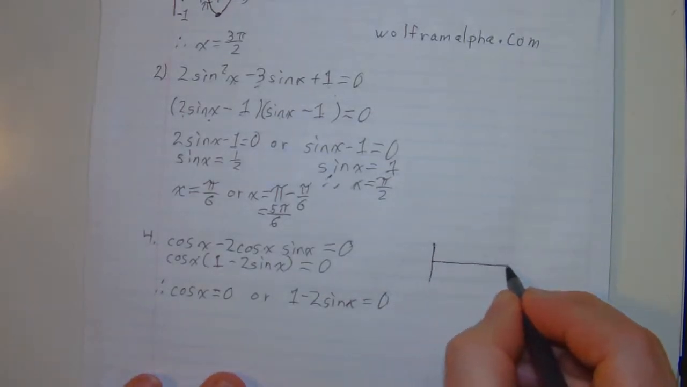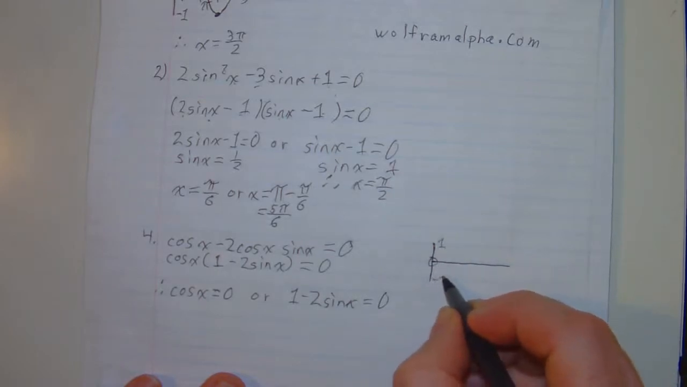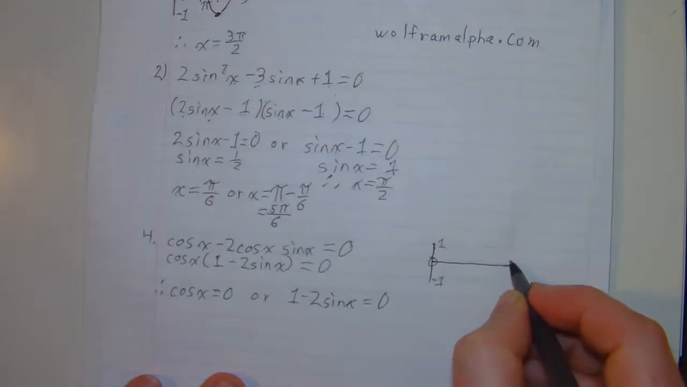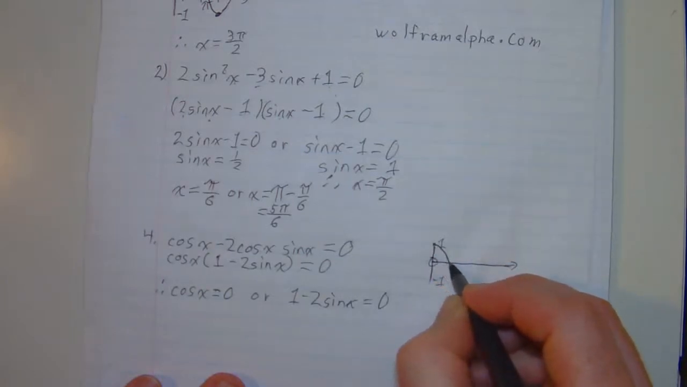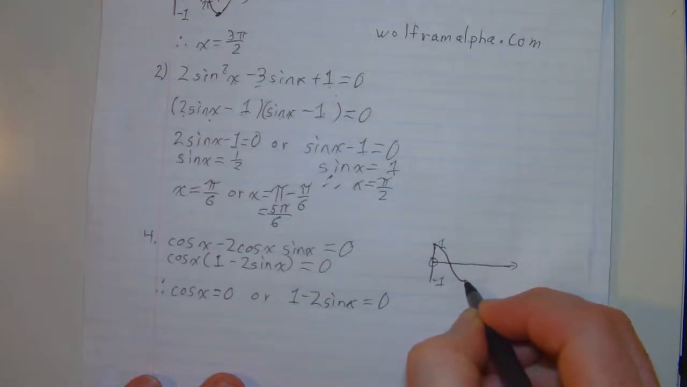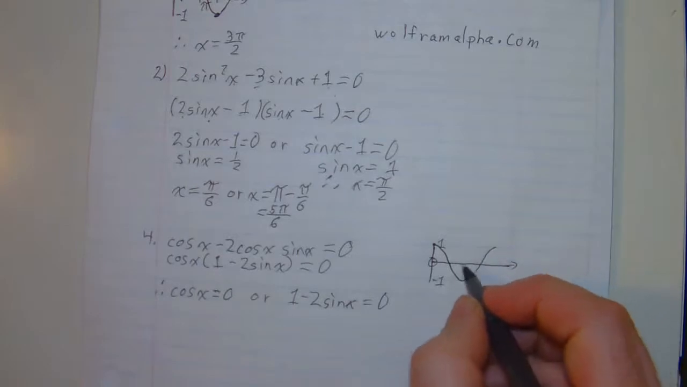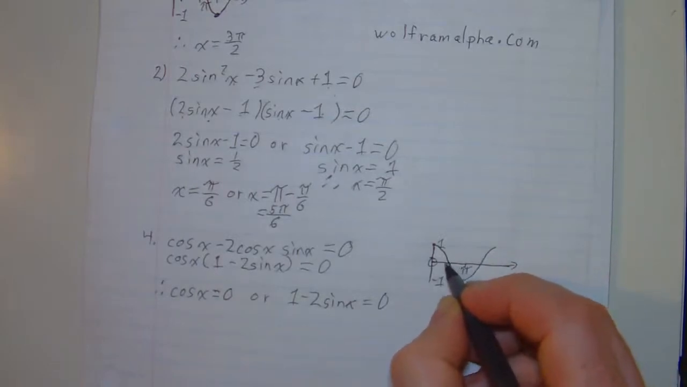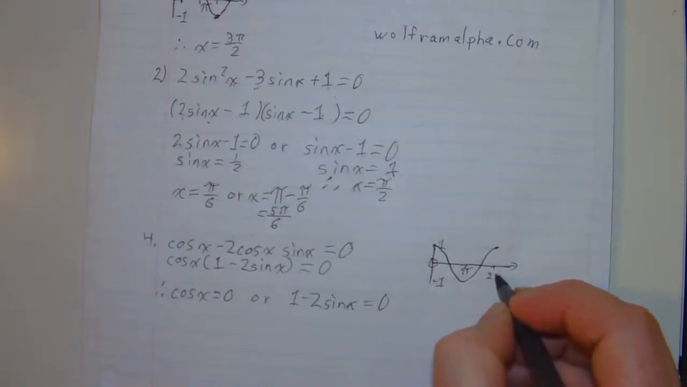And I like to use line paper just because it's easy to have 1, 0, -1 as your lines. So cosine starts up at 1, it goes down to 0, down to -1, back up to 0, back up to +1. In the middle here is pi. We have pi by 2, 3 pi by 2, and finally it reaches the top there at 2 pi.